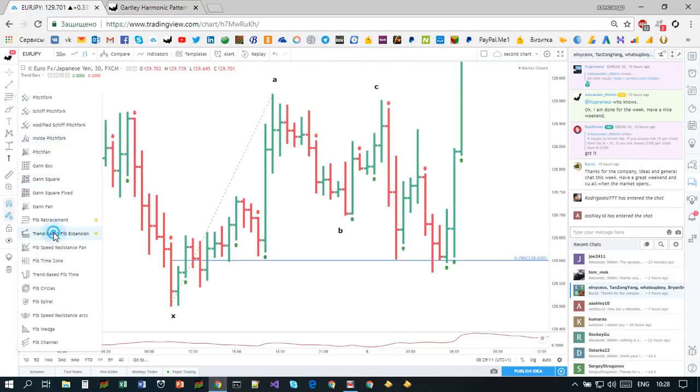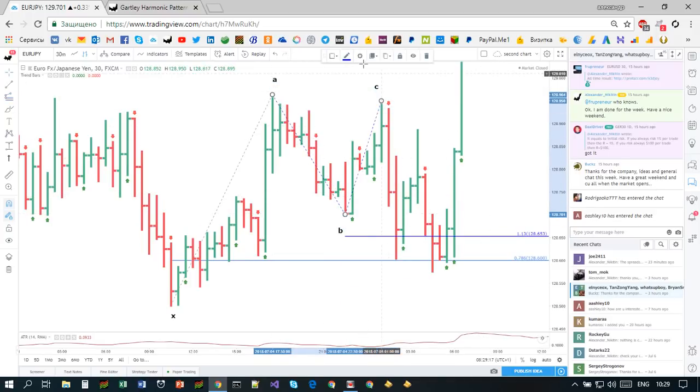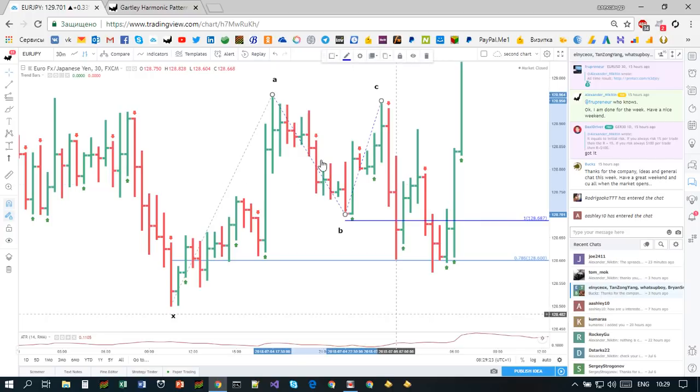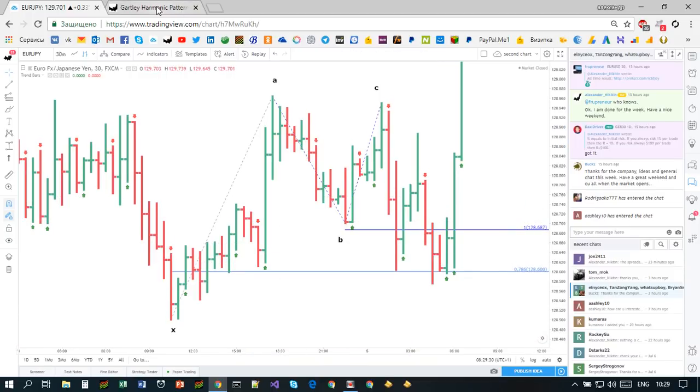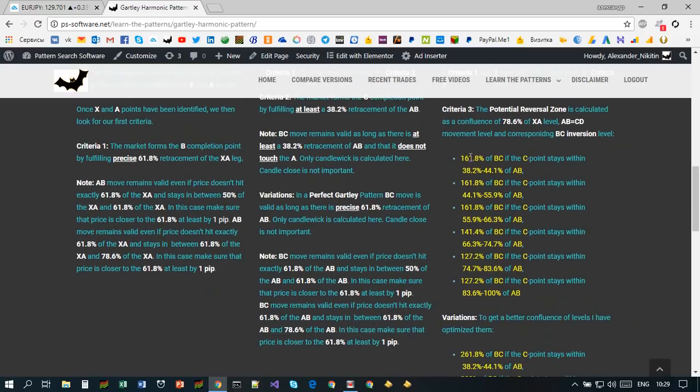Go to the trend-based fib extension, click on A, click on B, and click on C. Then go to settings and enable 1. This way you will have AB equals CD, the same price, it is picking the same price. And then you need a confluence of the B to C inversion. What is the confluence? The B to C inversion depends on the BC leg.